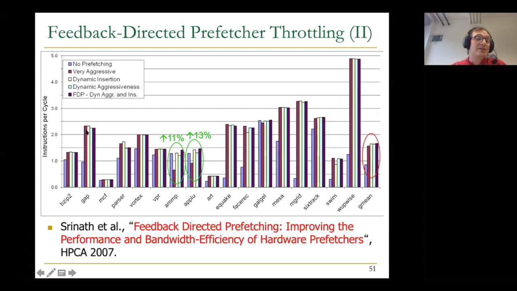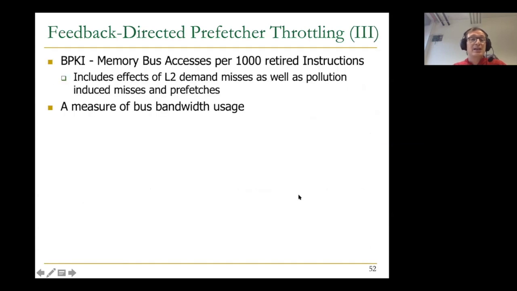And sometimes you're not the best. Sometimes the throttling mechanism is not making the best decisions, as you can see. You could gain even more over here by getting closer to very aggressive or by doing better than very aggressive, but we're not doing very well. But still, we're doing much better than no prefetching, right? So you can see that this sort of throttling mechanism is actually very effective. And the paper discusses its application to multiple different types of prefetchers.